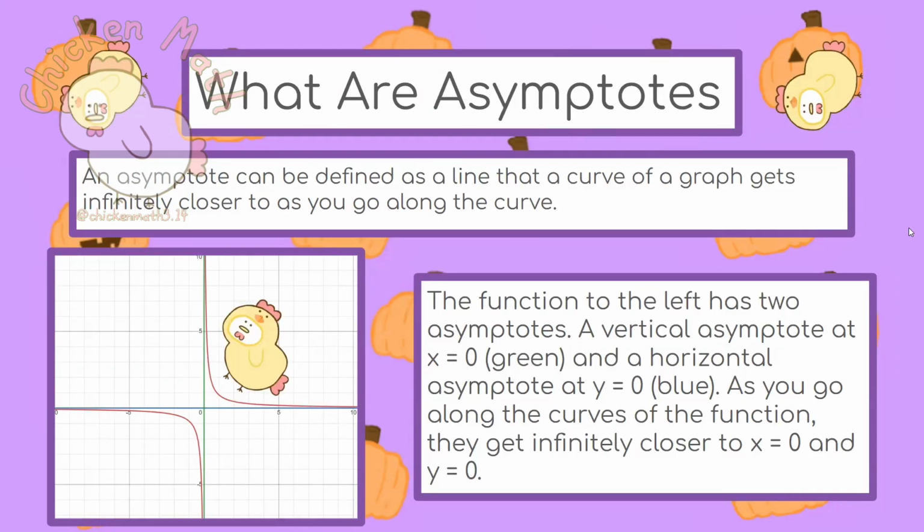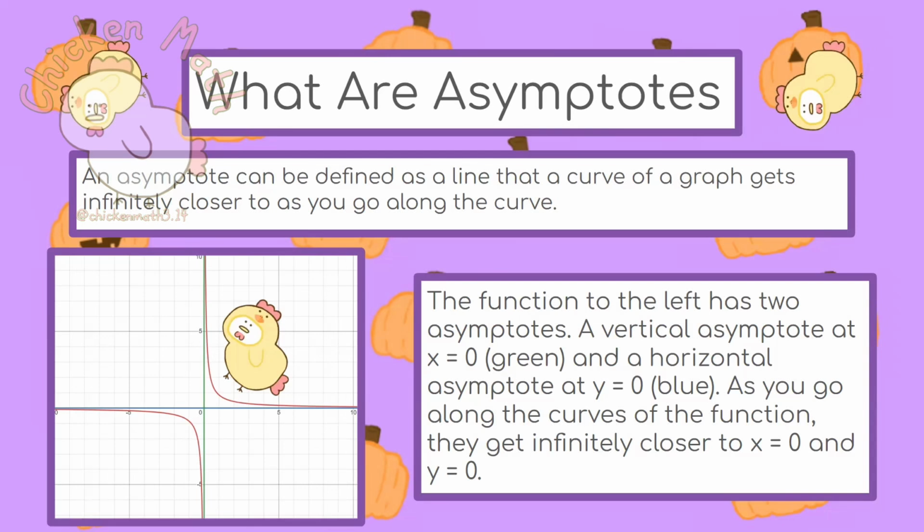So what are asymptotes? An asymptote we define as a line that a curve of a graph gets infinitely closer to as you go along the curve. It'd be like if we were walking along a path and at the very beginning we took really, really long strides, but as we kept walking across the path, our steps got smaller and smaller towards the end.